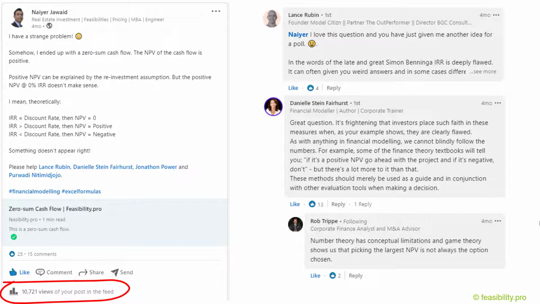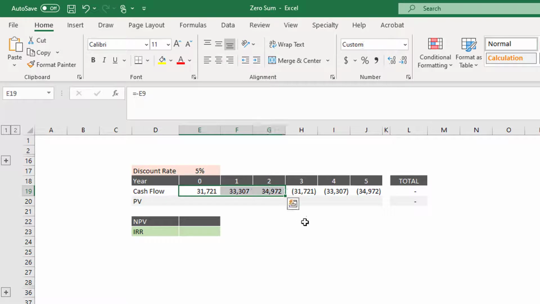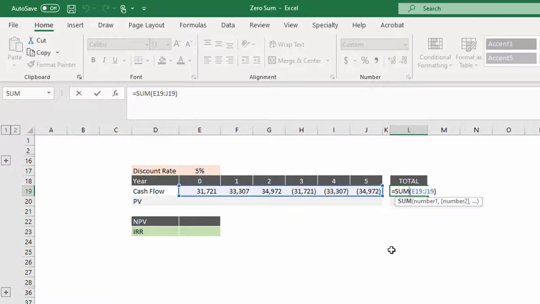So I have an Excel problem to demonstrate how this works. So let's go to Excel. This is the Excel problem I have. Just for the sake of it, I have assumed a discount rate of 5%, and these are my cash flows, and the sum of these cash flows is 0. So I have calculated here the sum, which is 0.